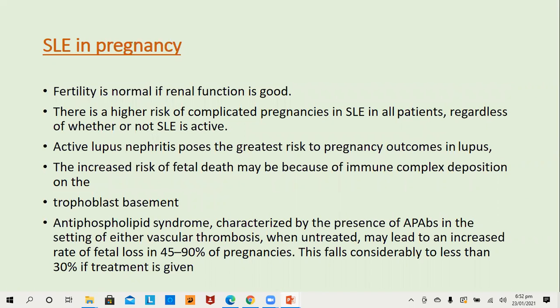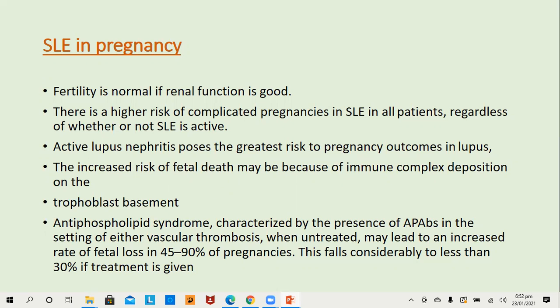Then SLE in pregnancy. Fertility is normal if renal function is good. There is higher risk of complicated pregnancies in SLE in all patients, regardless of whether or not SLE is active. Active lupus nephritis poses the greater risk to pregnancy outcome in lupus, and the patient should not be advised to get pregnant in such cases.